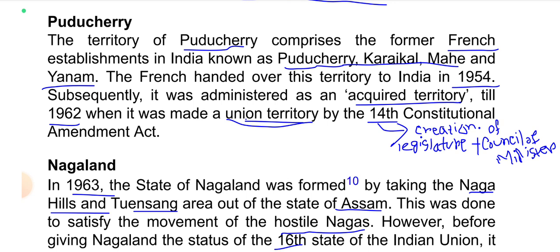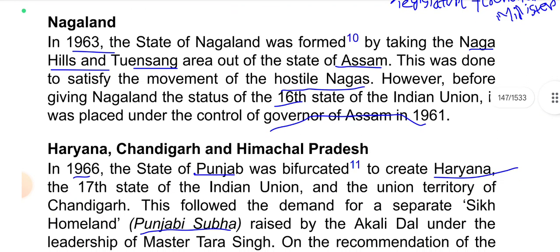Puducherry. The territory of Puducherry comprises the former French establishments in India known as Puducherry, Karaikal, Mahe and Yanam. The French handed over this territory to India in 1954. Subsequently, it was administered as an acquired territory till 1962 when it was made a union territory by the 14th Constitutional Amendment Act. Nagaland. In 1963, the state of Nagaland was formed by taking the Naga Hills and Tuensang area out of the state of Assam.